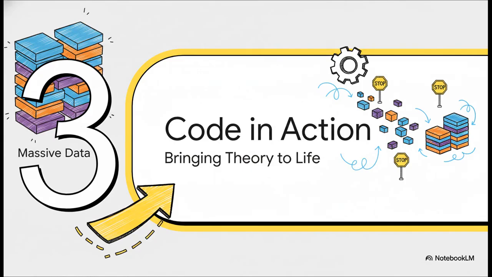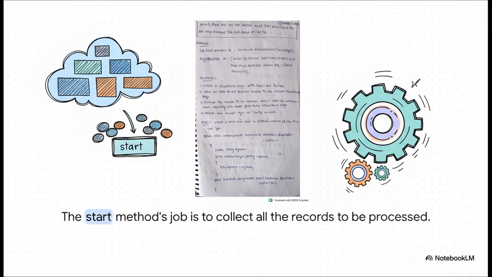Okay, enough theory, right? Let's see what this actually looks like in code. We're going to look at those three core methods we just talked about: start, execute, and finish. First up, the start method. Take a look at the code. Its one and only job is to tell Salesforce what data to work on. And it does that with a simple SOQL query. It's basically saying, hey Salesforce, go get me all of these records.